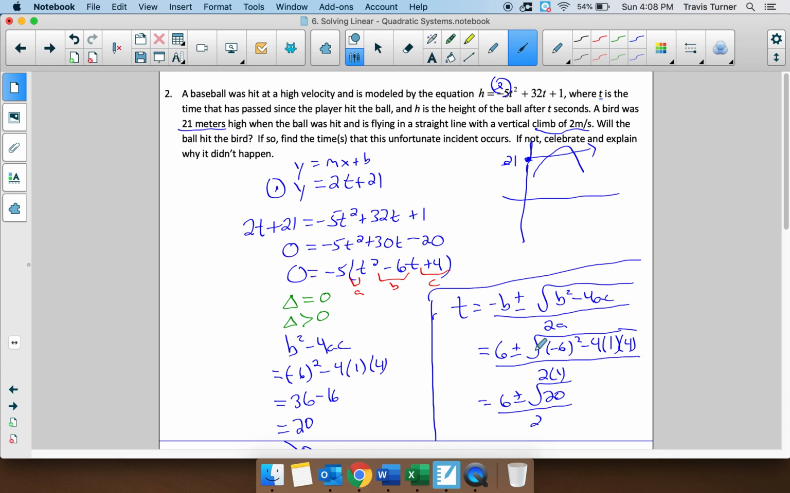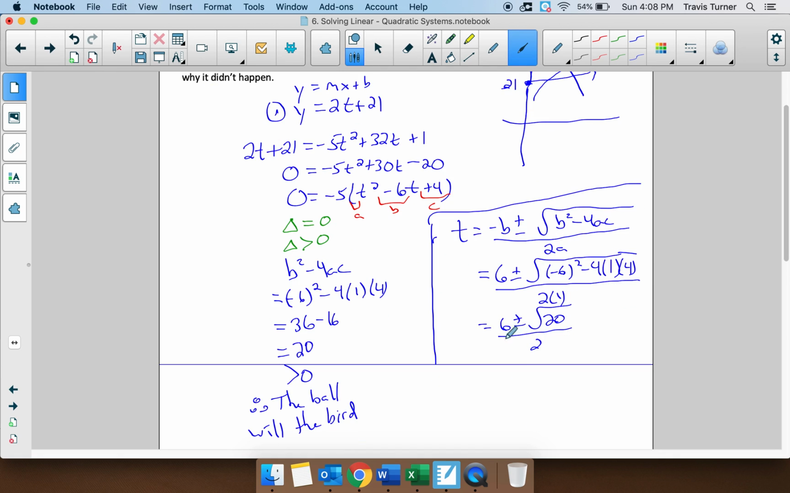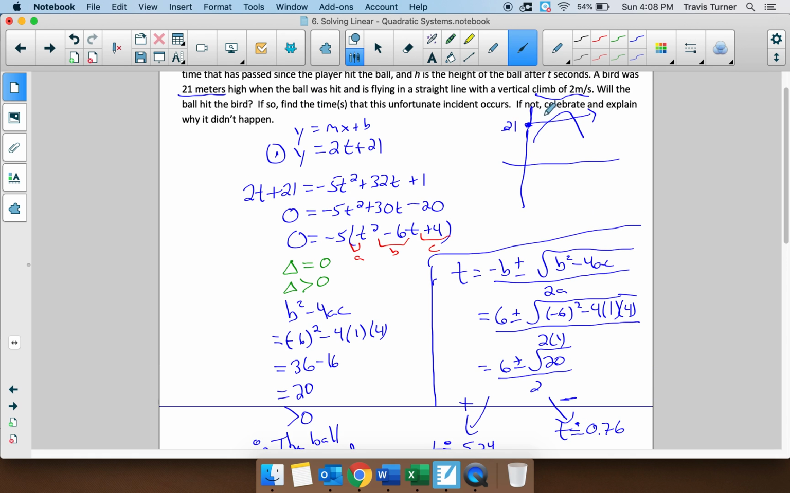Again, we talked about this. We don't need these in roots because it's time. So I've got two answers that are going to come up. One is the plus of the root 20 and the other is the negative. The plus one comes out to, and you can punch this into your calculator, I got 5.24 seconds. And then the other one is 0.76 approximately.